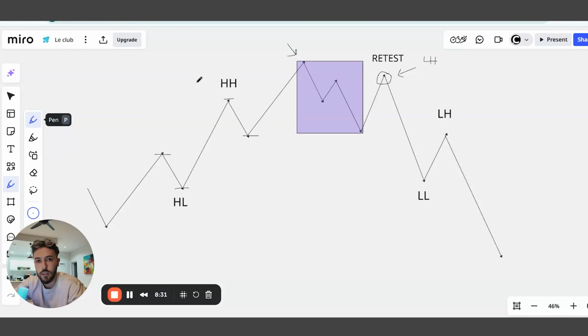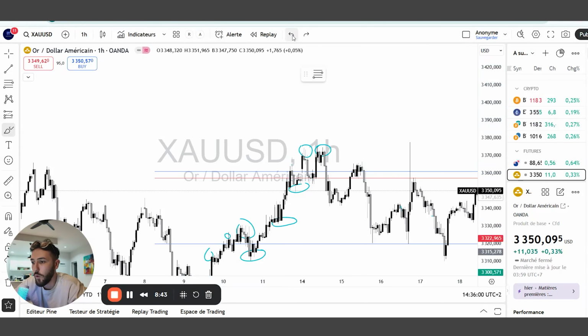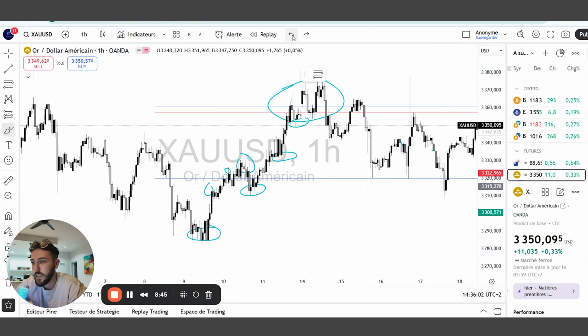If it's not, just go back to the beginning of the video, pause, write some notes, and you will see that even an 8-year-old kid can understand. Now that you know that, you need to always identify the trend before you enter the market.